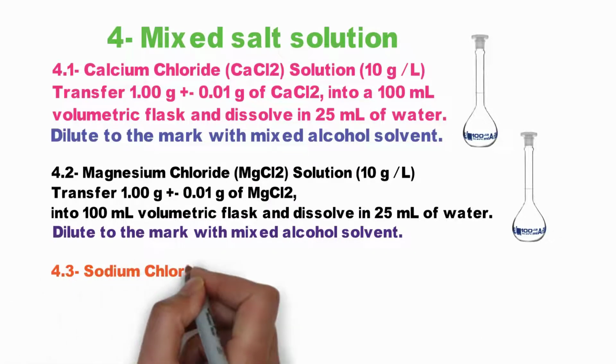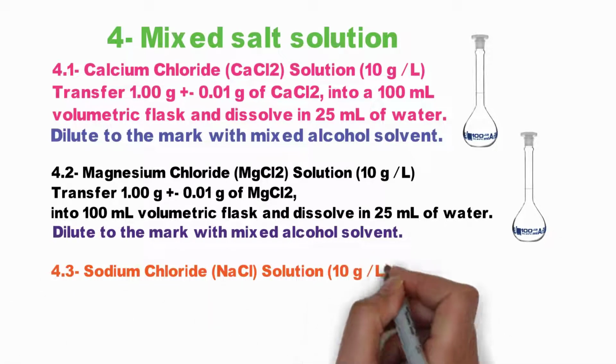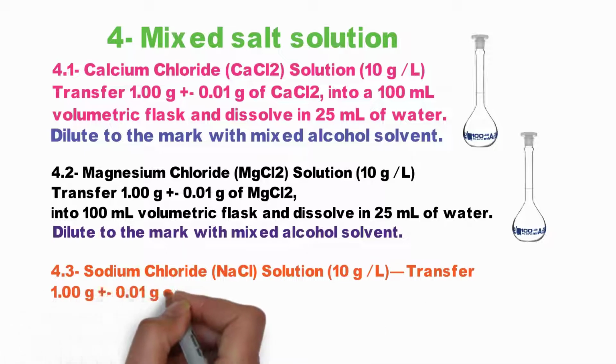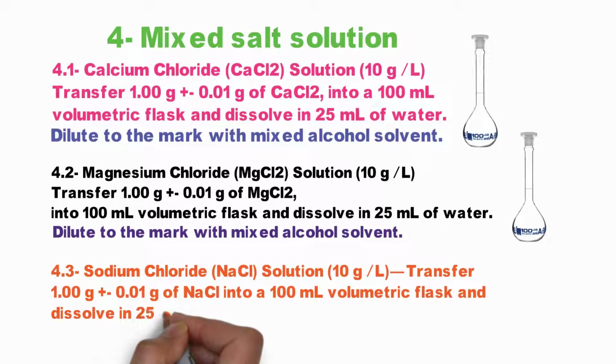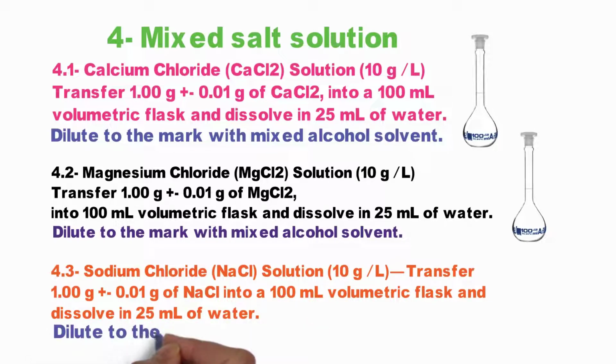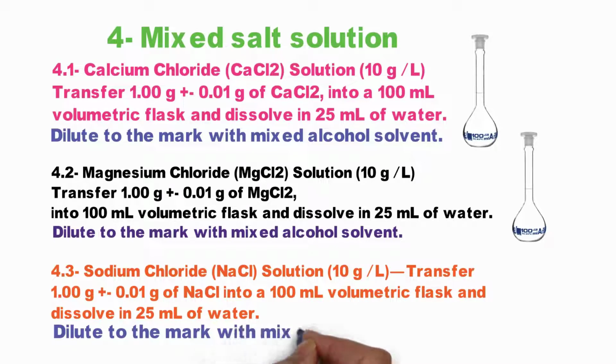A last one, sodium chloride solution, 10 gram per liter. Transfer 1 gram plus or minus 0.01 gram of sodium chloride into a 100 ml volumetric flask and dissolve in 25 ml of water. Again, dilute to the mark with the mixed alcohol solvent.